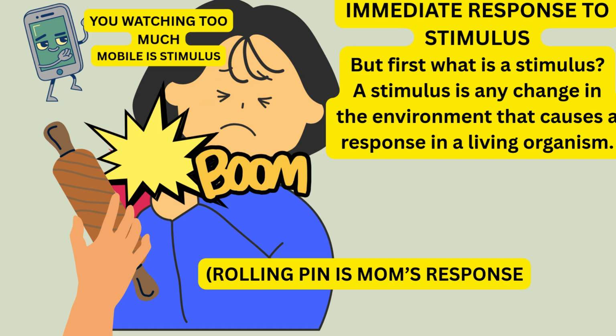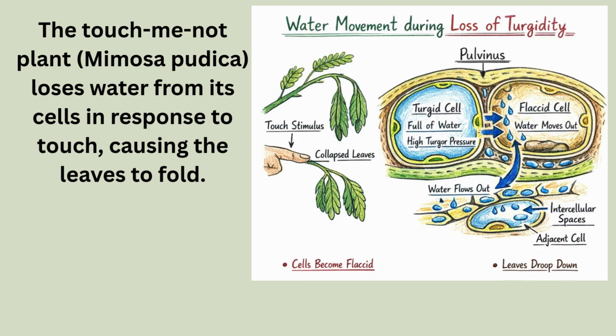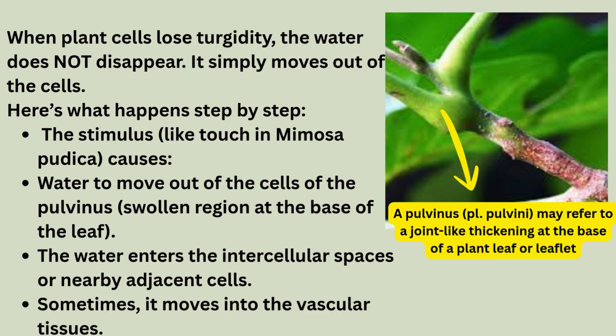But what is a stimulus? Jokes apart, a stimulus is any change in the environment that causes a response in organisms. The touch me not plant loses water from its cells in response to touch, causing the leaves to fold. When the plant cells lose turgidity, the water does not disappear, it's not magic, it simply moves out of the cells. Here is what happens step by step.